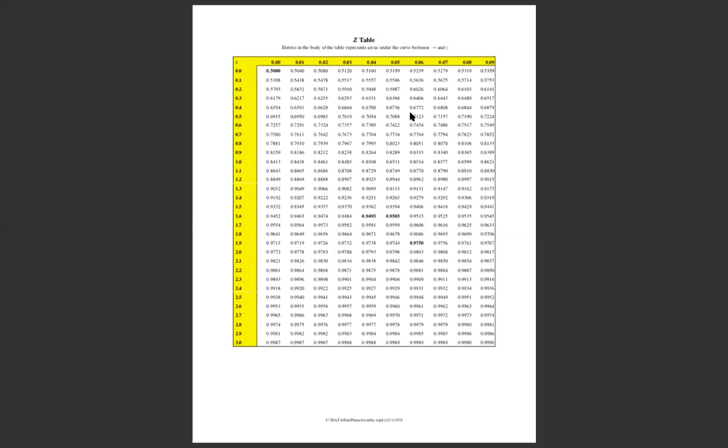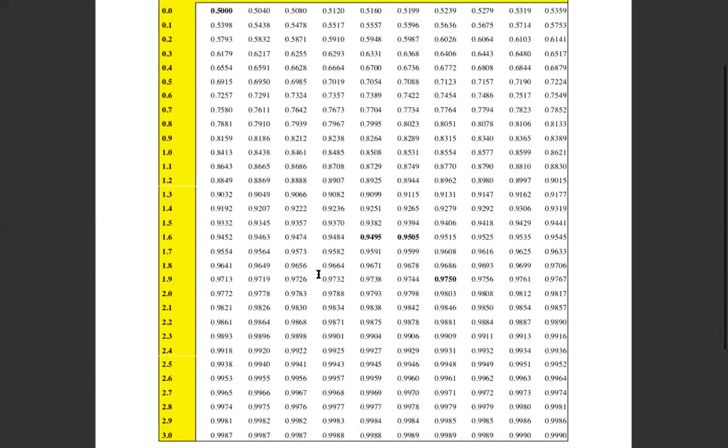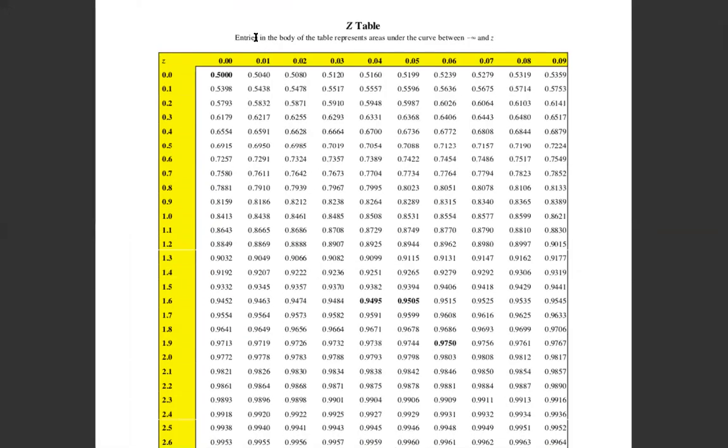Okay, so now this is the Z table. Let me zoom in a little bit. The yellow numbers here are the Z-score values. That's what the Z here stands for. These are all of the Z-score values. And then the body of the table, these are all area information. Again, as I said, it is in terms of a proportion and not a percentage, right? So these are all proportions here.